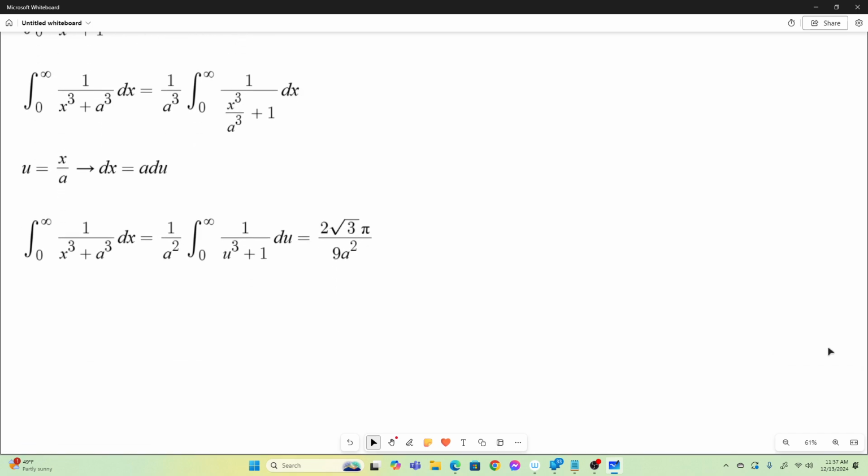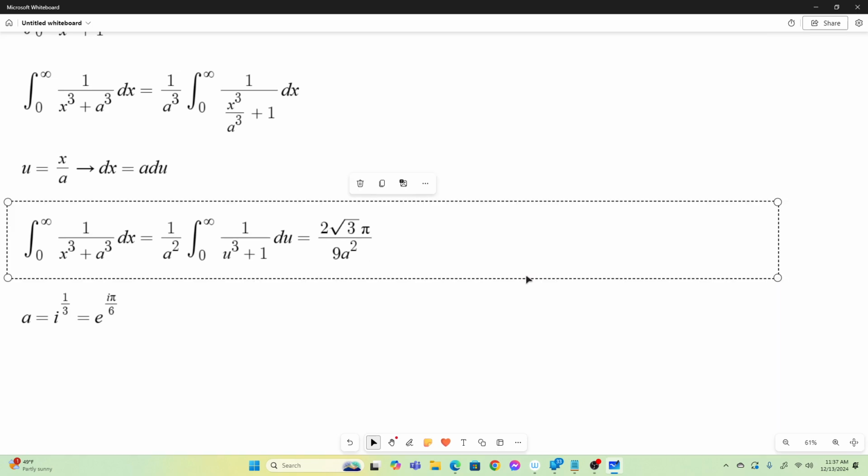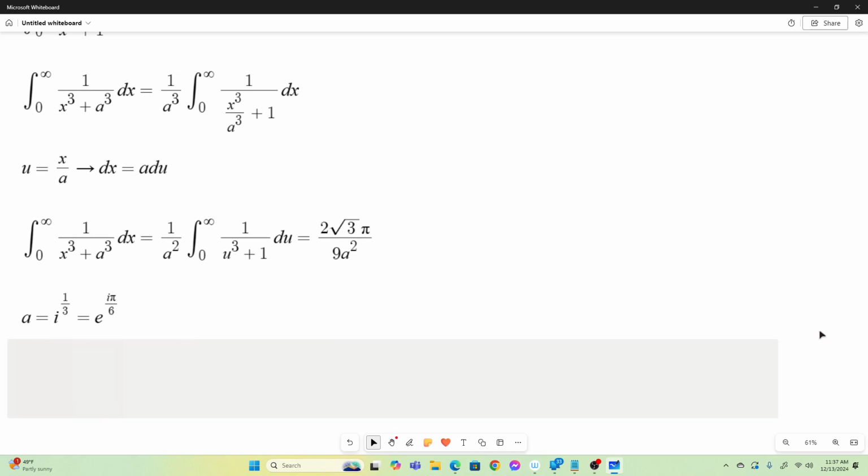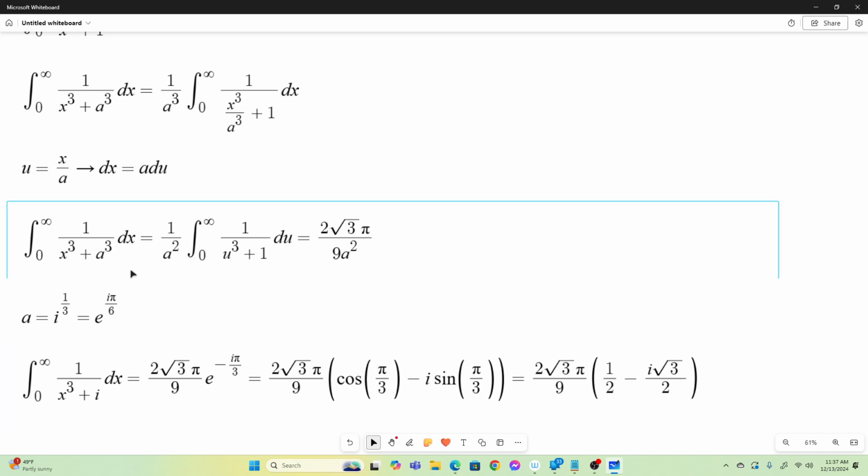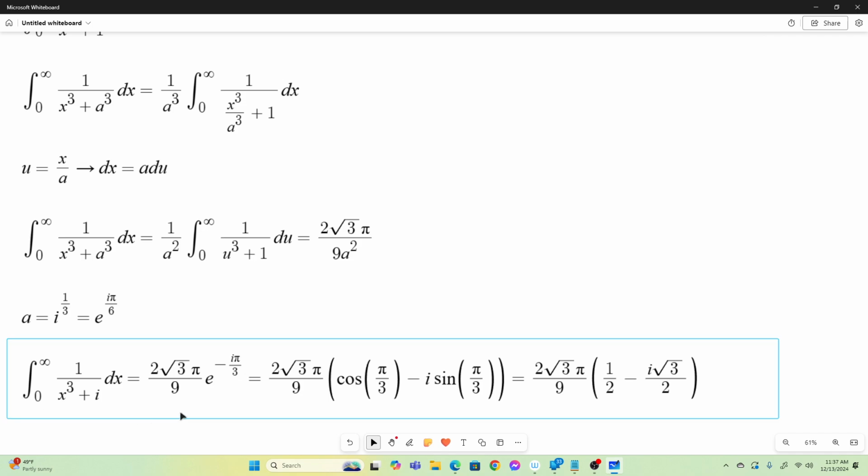Okay, so from there, we are going to let a equal i to the 1/3. Now the principal value of i is e to the i pi over 2. Taking that to the 1/3 power would give us a is equal to e to the i pi over 6. The reason I do that is so that I can plug in a right here and just get an x cubed plus i. Okay, so continuing, we plug that value into this integral equality here, and we get this.